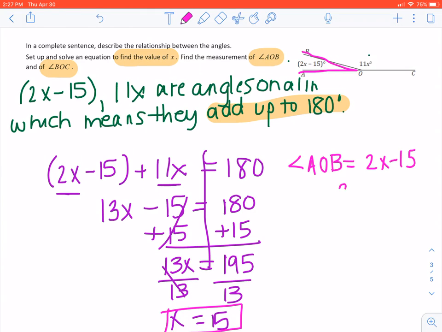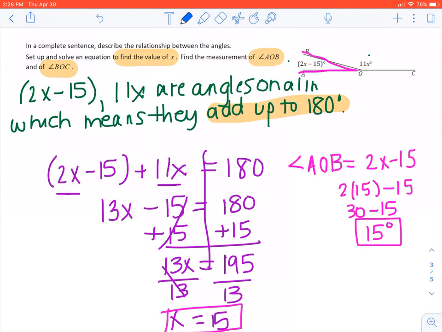So I'm going to replace my x with 15. So that means I'm going to put 15 in place of x. Then I'm going to do some math. So 2 times 15 is 30. 30 minus 15 is 15. So our AOB is 15 degrees.